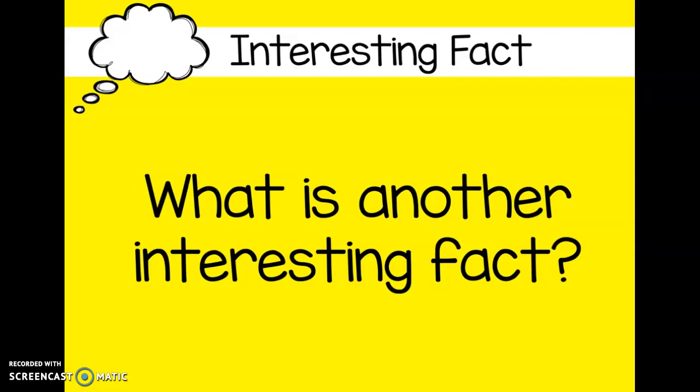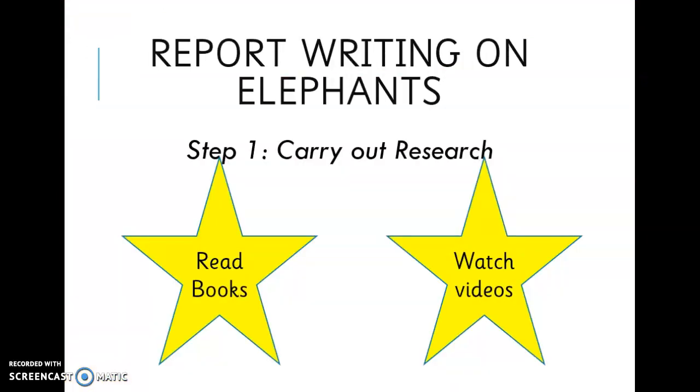When we're doing report writing, the first step is to carry out research. My recommendations for carrying out research are to read books based on the animal and to watch videos about the animals, so educational videos that tell us facts about the animals. We're going to look at step one, read a book, today, and we're going to read a book about an elephant.